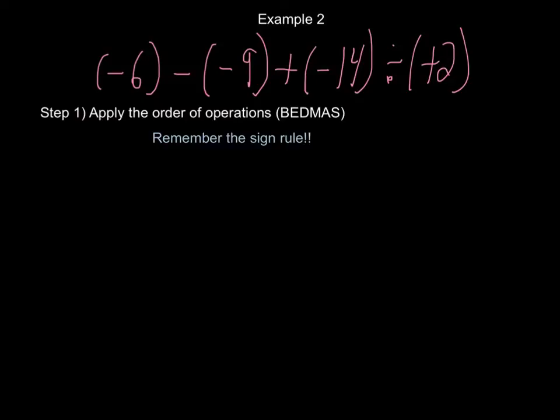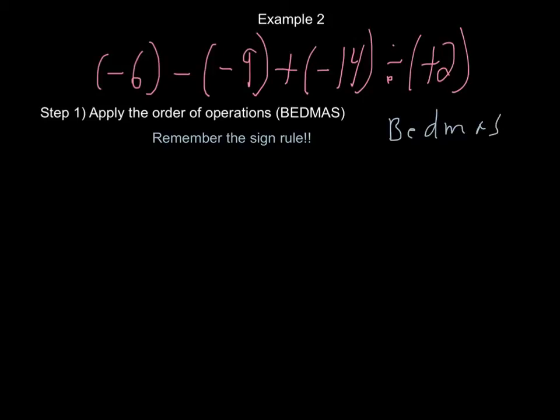Alright, this video is already getting pretty long, but let's try the next one here. So, step 1 says apply that order of operations, which is BEDMAS again. So we've got a negative 6 subtracting a negative 9 plus a negative 14 divided by a positive 2. So let's follow our order of operations. So I've got my BEDMAS.